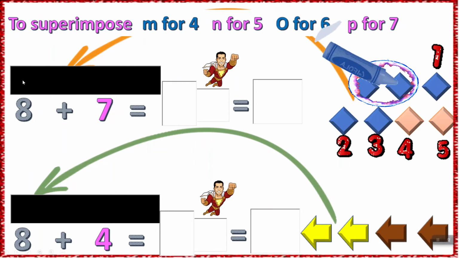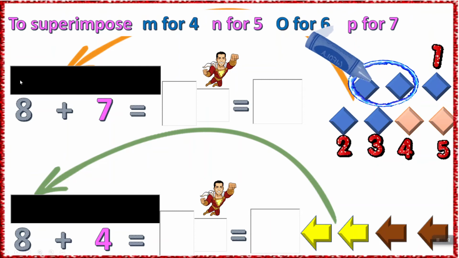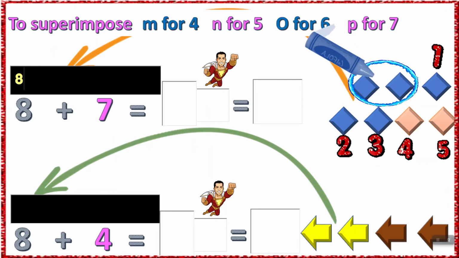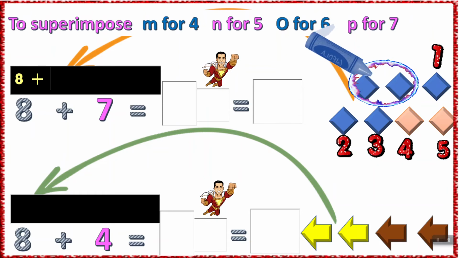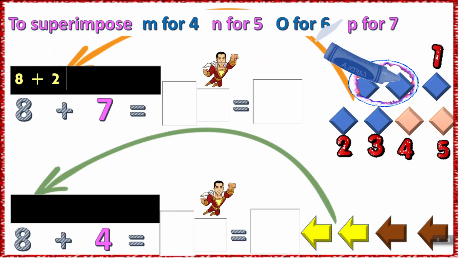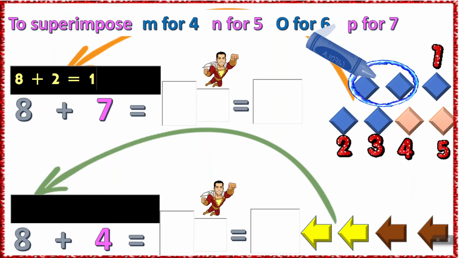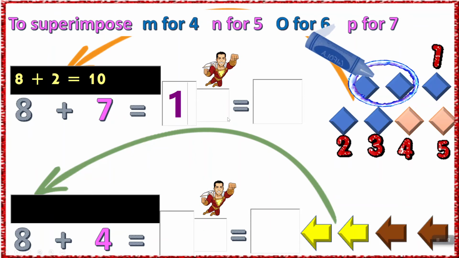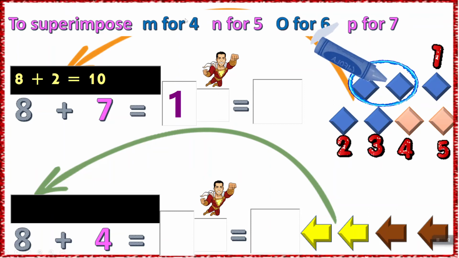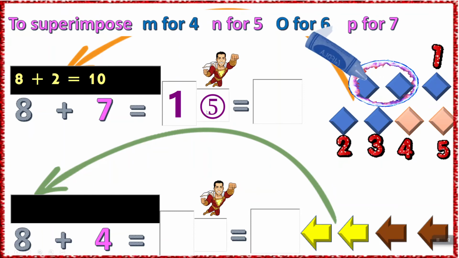Okay, let's have our statement. So let's go 8 plus 2 equals 10. So here we go. Have our first one here. What are we superimposing? 5, and that's okay, and that gives us 15.